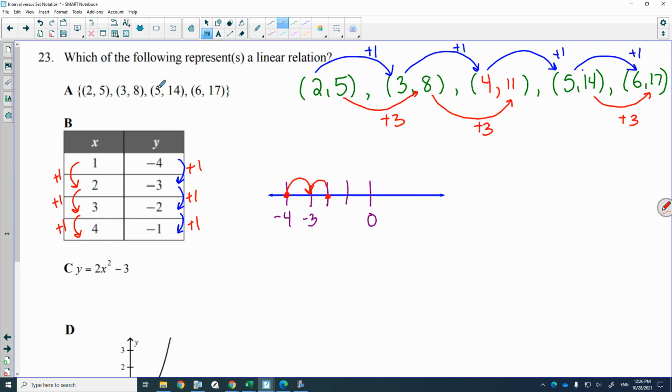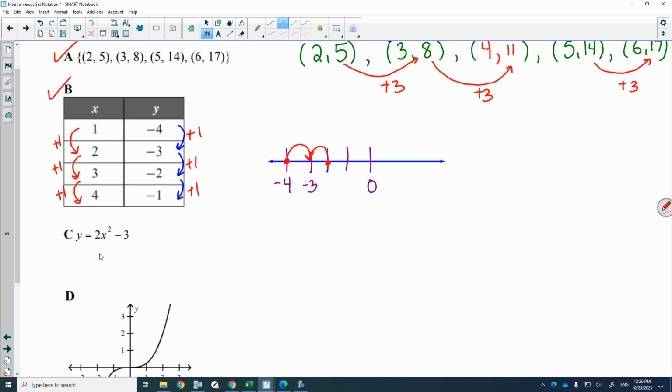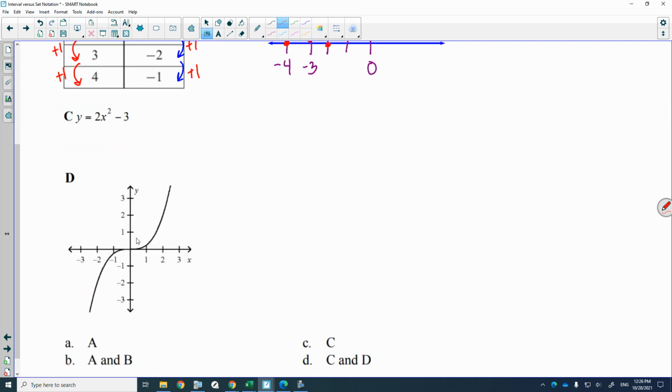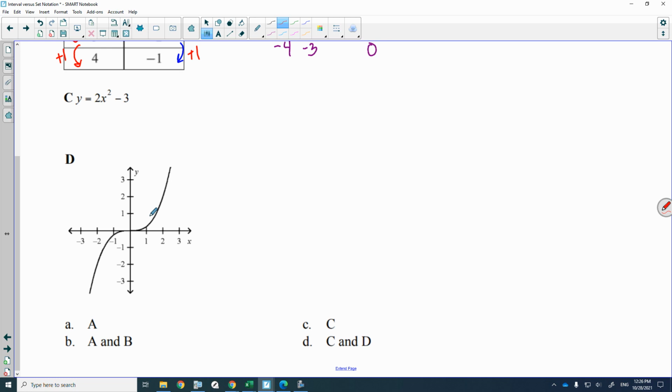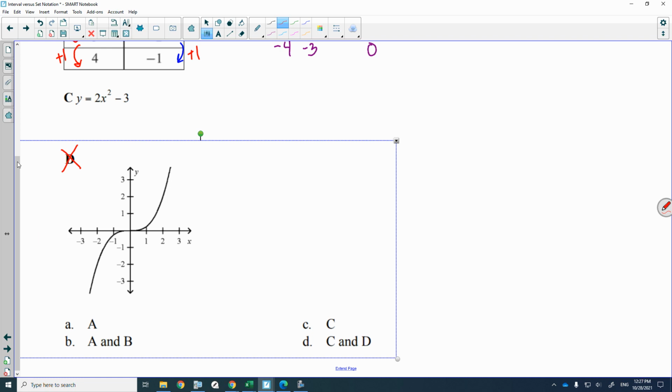So the question is, which of the following represents a linear relation? So far A, B. Let's actually just look at D. What do you guys think of D? Is this a linear relation? No, it is not a straight line. Linear relations are straight lines. It cannot be D. How would you figure out C? What would you do?